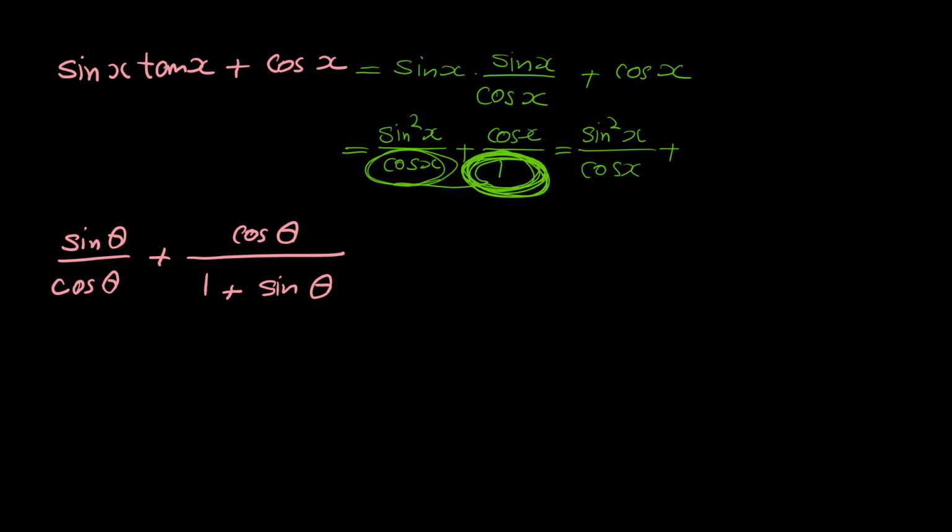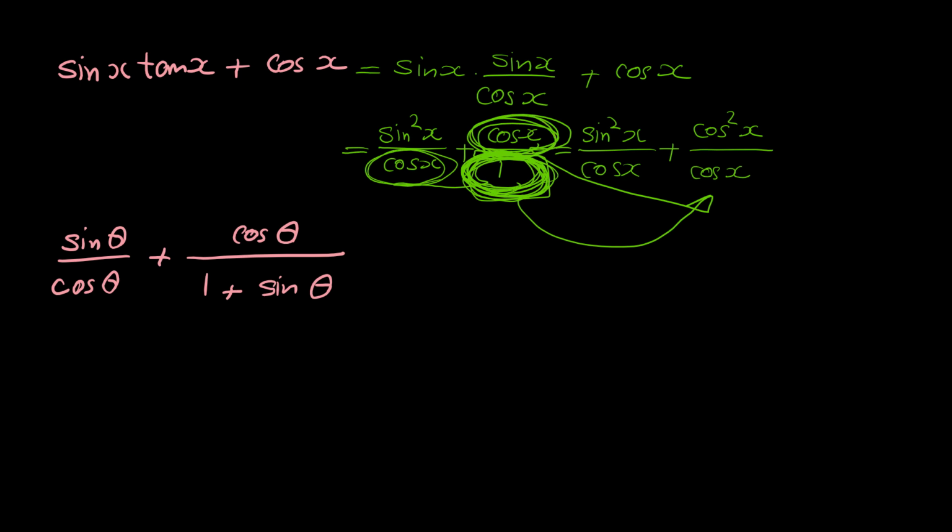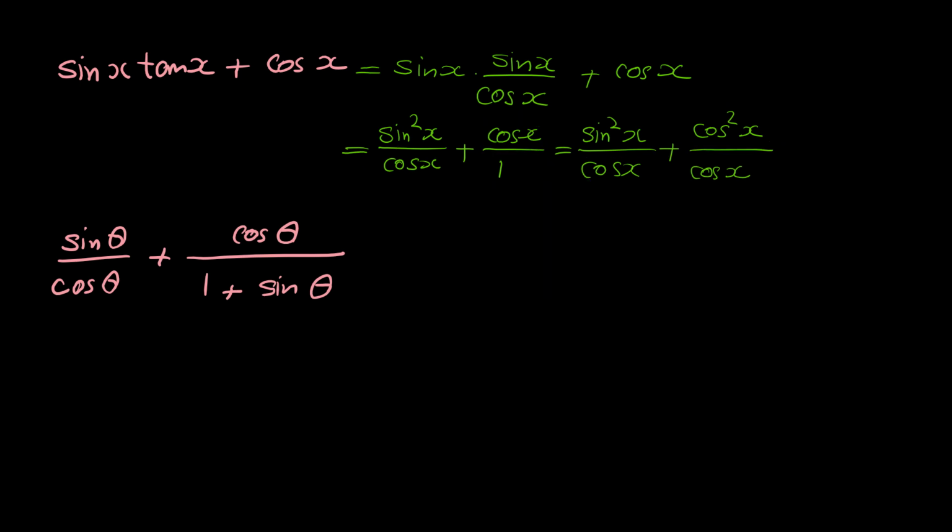So we need the same denominator for this. We multiply this denominator by cosine. So 1 times cosine is cosine. Because we multiply the denominator by cosine, we multiply the numerator also by cosine. So the numerator would be cosine to the 2. Cosine x times cosine x would be cosine to the 2. Now, we have two fractions with the same denominators, as you can see. What is the denominator here? The denominator is cosine x. What is the numerator? The numerator is sine to the 2 plus cosine to the 2.